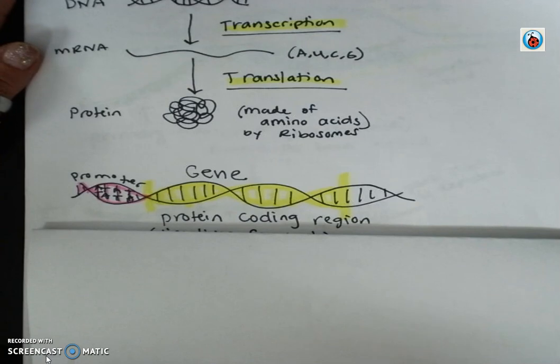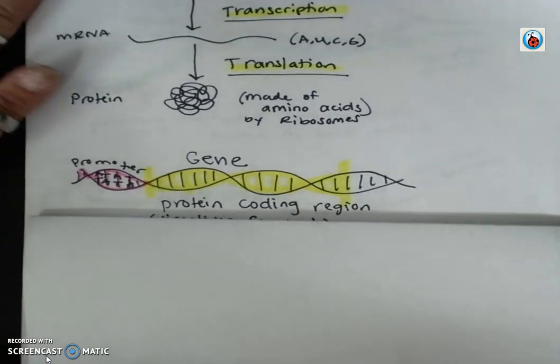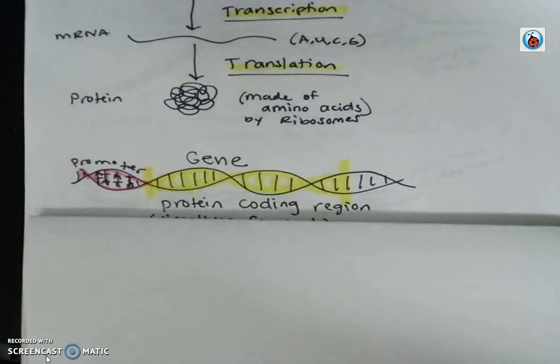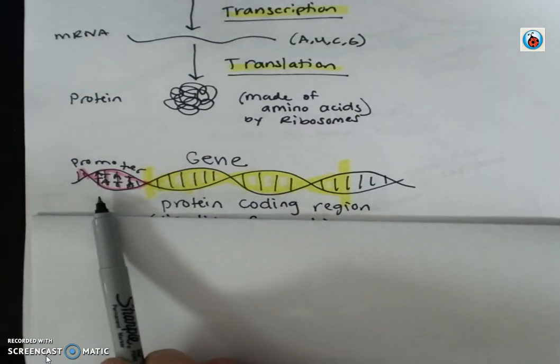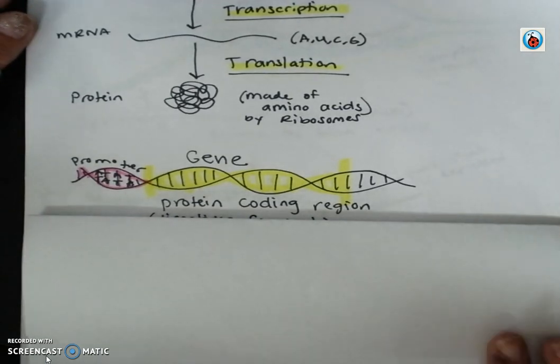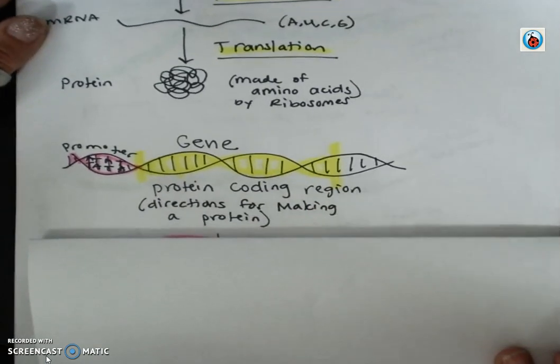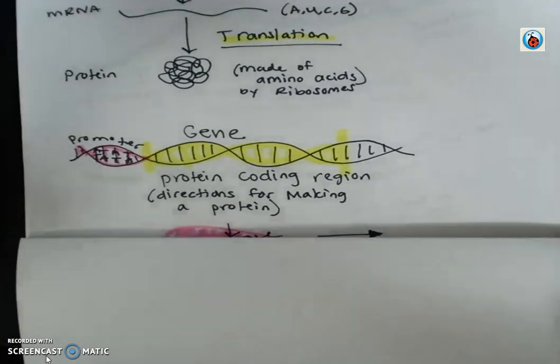So in general, our DNA has genes, and our genes are basically the protein coding regions. So a gene codes for a protein. Now before a gene, we have what's called a promoter sequence, and that's where we find the TATA box. So genes are protein coding regions of our DNA, the directions for making a protein.